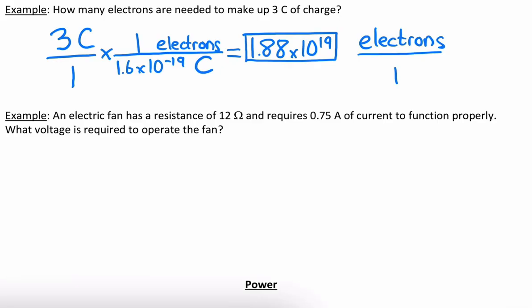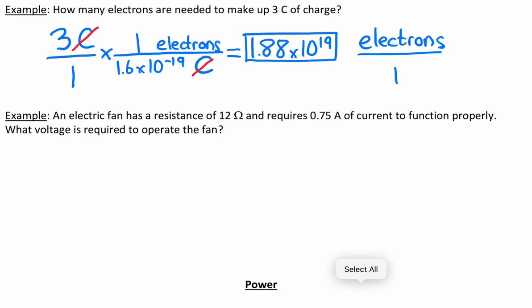And it's always good practice when we are doing our unit conversions to make sure everything's sort of canceled out nicely. I have coulombs on the top and on the bottom, so they'll cancel out. And then unit-wise, that leaves me with electrons on the top, and then just a bunch of ones everywhere else. So that should leave me with just electrons as my units, which is what I wanted.